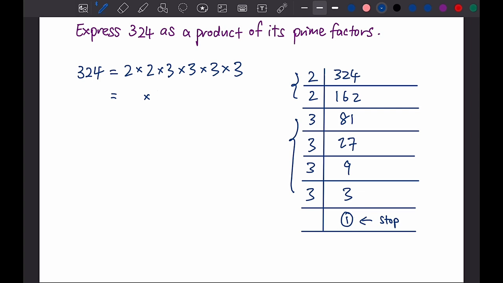Alright, and mathematicians like to simplify things and summarize it as much as possible. So since we see 2 of these 2's, we will put 2 to the power of 2. And since we see 4 of the 3's, we will put 3 to the power of 4.